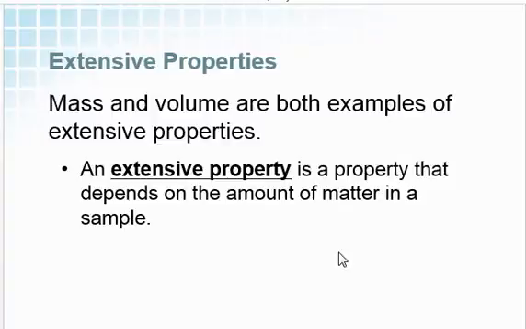Mass and volume are both examples of extensive properties. An extensive property is a property that depends on the amount of matter in a sample. So, a small rock and a big rock, even if it's the same kind of rock, are going to have two different masses. It's not the same for that kind of rock.